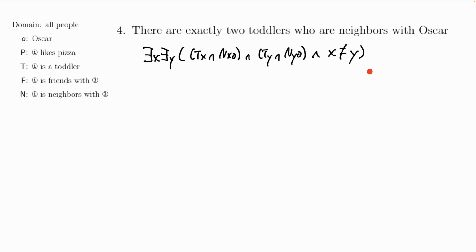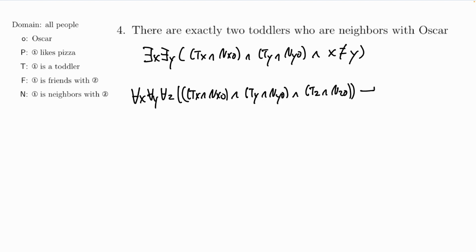And then I add that at most 2 toddlers are neighbors with Oscar. So to say that, I can write for all X, for all Y, for all Z. If X is a toddler that's neighbors with Oscar, and so is Y, and so is Z, then X is equal to Y, or X is equal to Z, or Y is equal to Z. One of those 3 individuals is identical to another one.